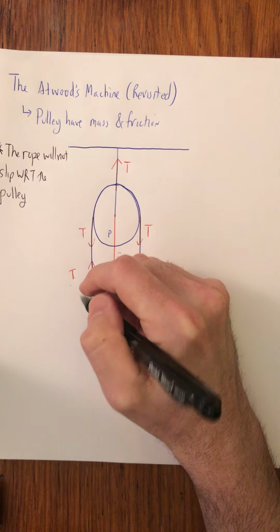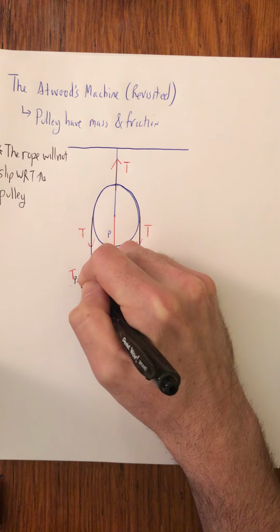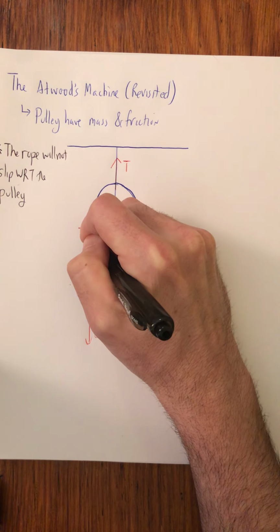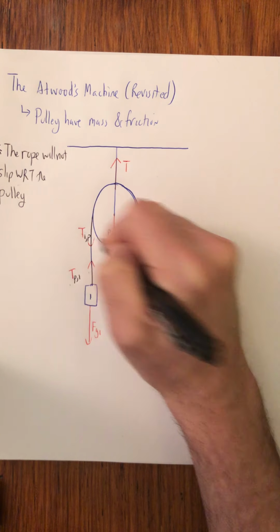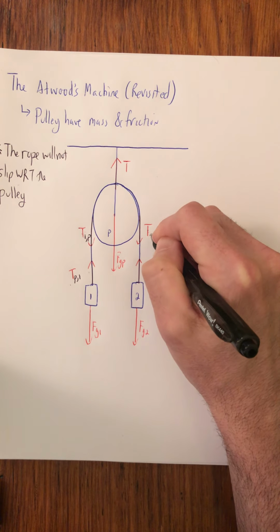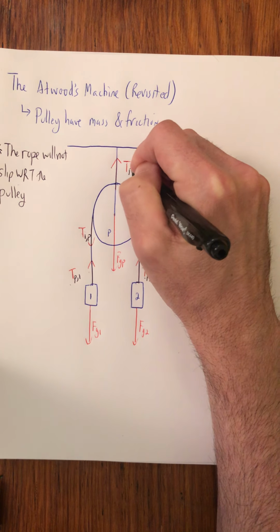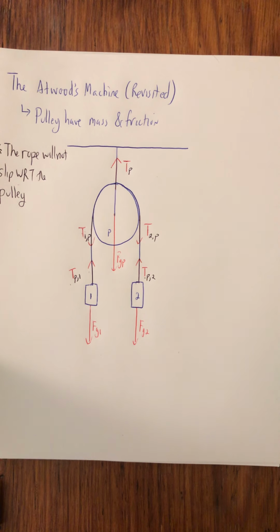So let's first name these. This is going to be the tension of the pulley on mass 1. This is going to be the tension of 1 on the pulley. Then this is the pulley on 2 and 2 on the pulley. Now this is just the tension on the pulley, so we can just call it that. We're not really going to care about that.